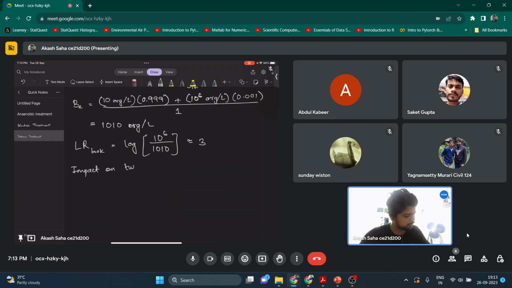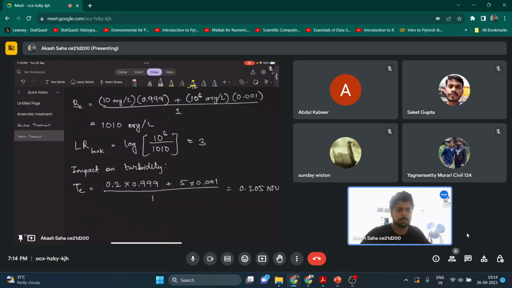on turbidity, my effluent turbidity will be: the effluent turbidity from the normal membrane was 0.2 times 0.999, plus the turbidity from the broken fiber, 5 NTU times 0.001, divided by 1. It will be 0.205 NTU.